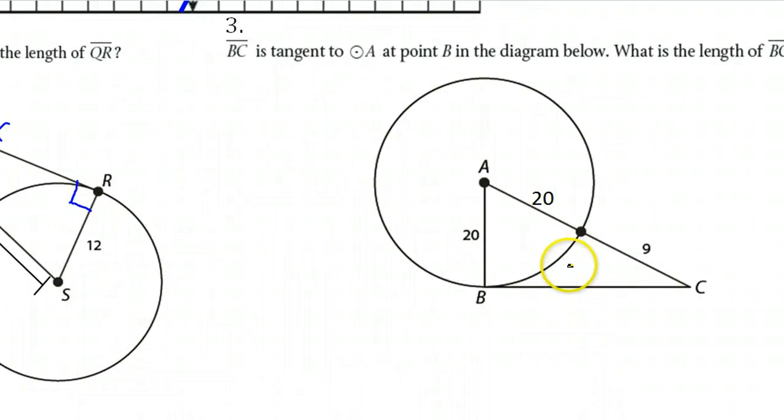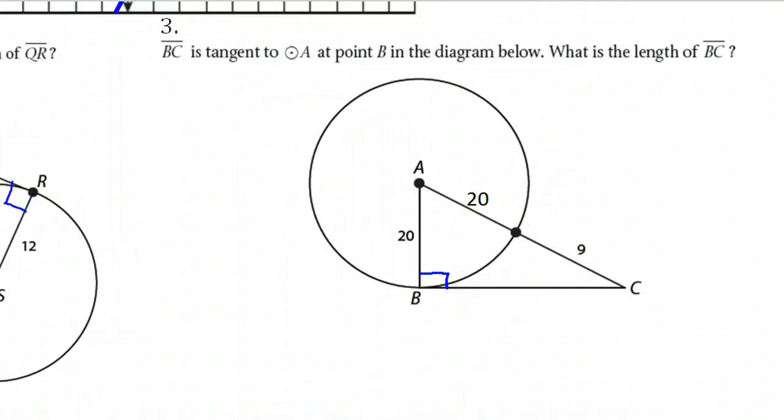Alright, number 3, very similar. BC is tangent. AB is clearly a radius, so once again, a radius is always going to be perpendicular to the tangent. So that means this is 90 degrees, this is a right triangle. Okay, what is the length of BC is the question.